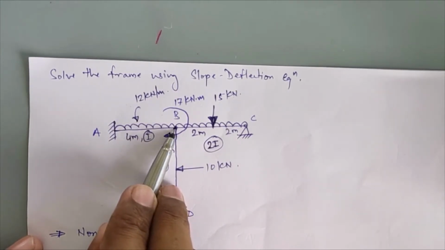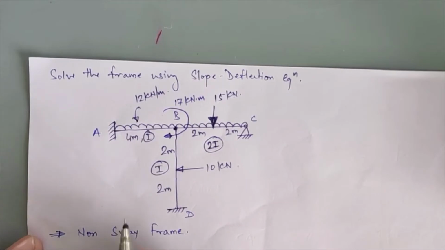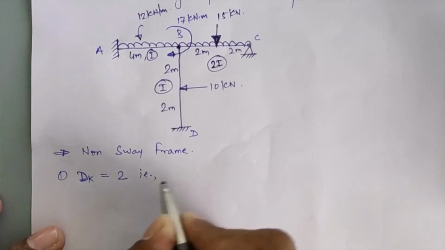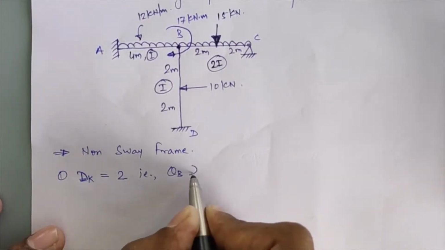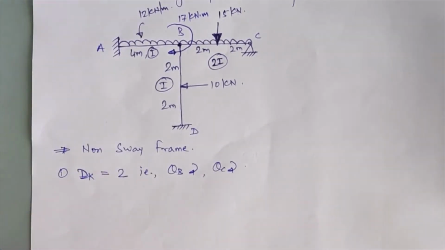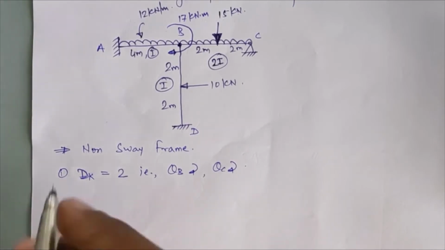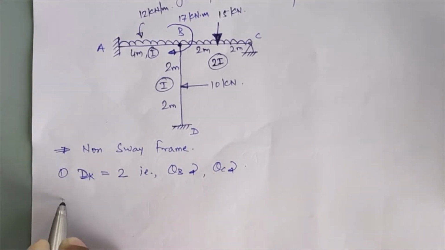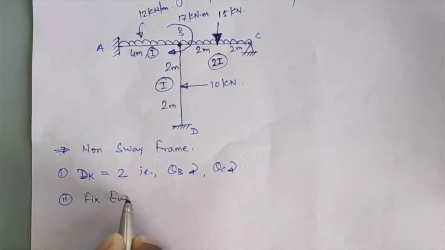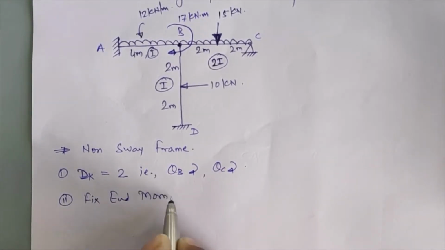And this joint B is treated as a rigid joint. So at a rigid joint we will also have dk 1, that is, the total dk value in this complete frame will become equal to 2, and those values will be theta B at point B and theta C at point C. Suppose initially I am assuming these rotations are clockwise in nature. Then we will proceed to our second step, that is, to calculate the fixed end moments.